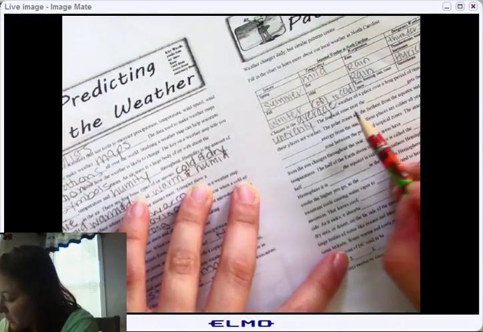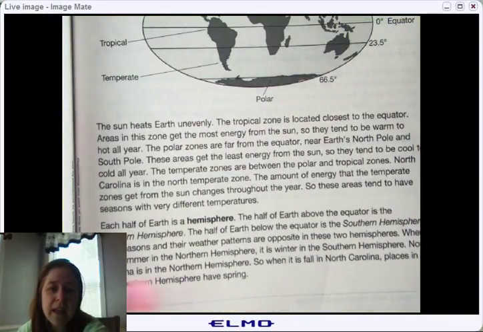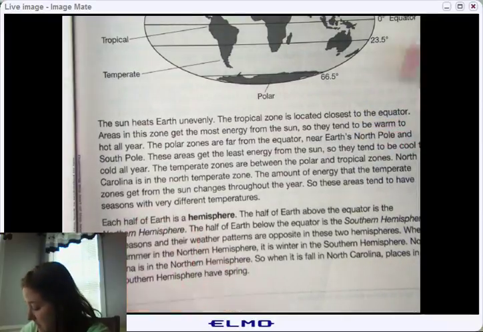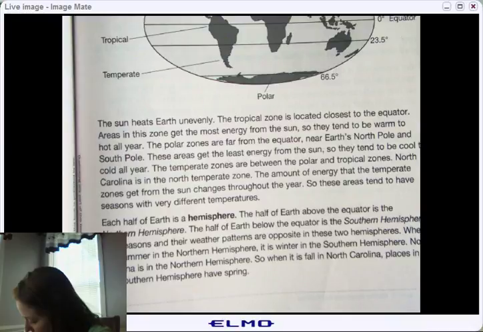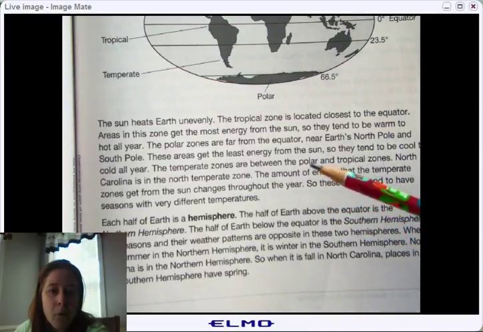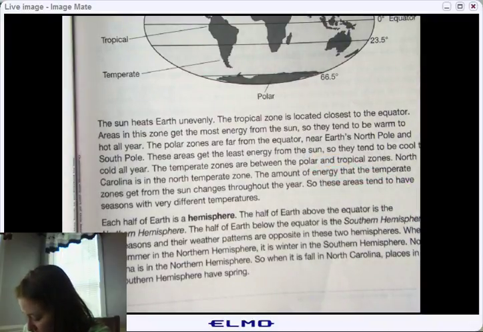The tropical zone near the equator gets the most energy from the sun. So these places are warmer. The polar zones are the farthest from the equator and get the least energy from the sun. So look at the polar regions here. What do they get? They get the least energy from the sun. So these places are colder all year.